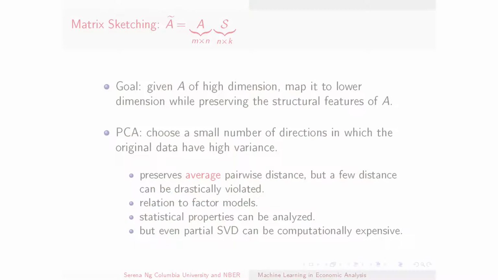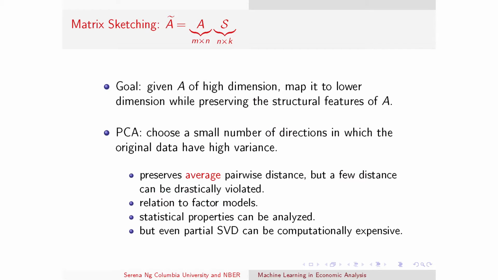And that's all done. But the fact is that when we do principal component analysis, even if we do a partial SVD, if the dimension of the matrix is large, we still have to compute all these eigenvalues, and that can be computationally expensive, which is why we might want to consider other alternatives.